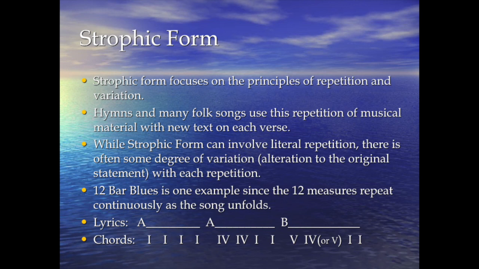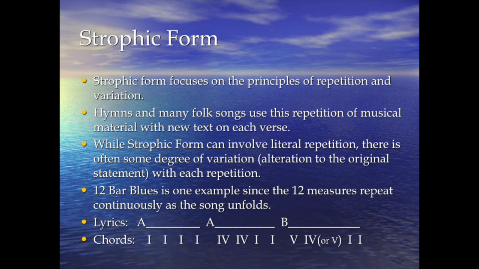The first kind of form that we're going to look at is strophic form. It's pretty straightforward. A strophe is like a verse. It focuses on the principle of repetition and variation. There's not a lot of contrast in strophic form.